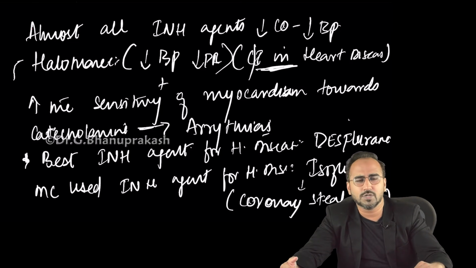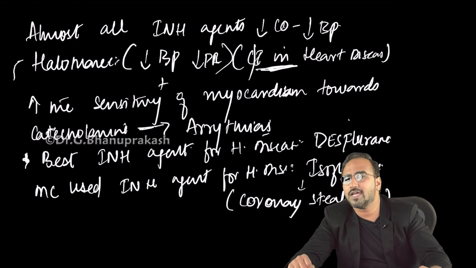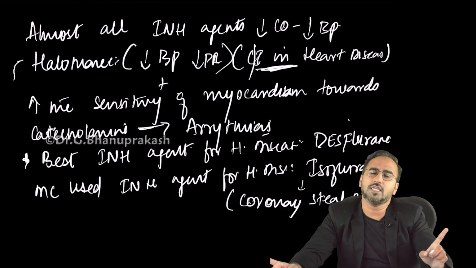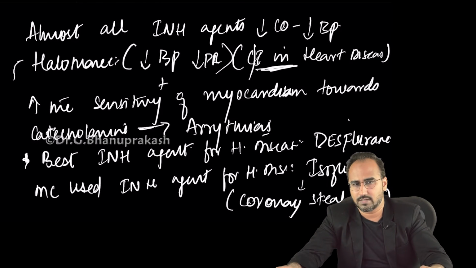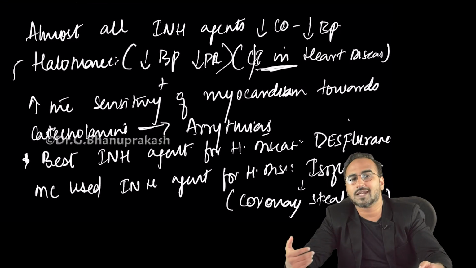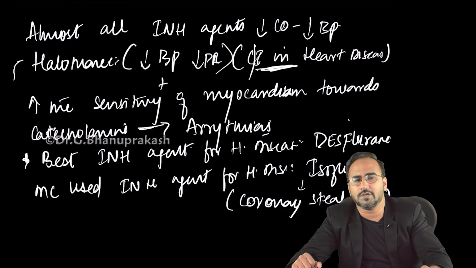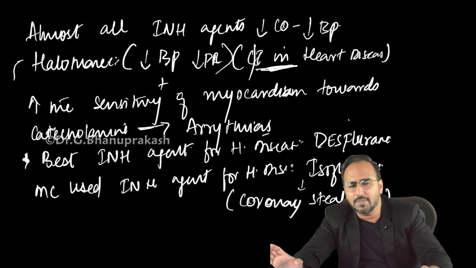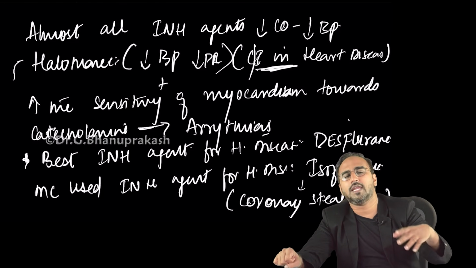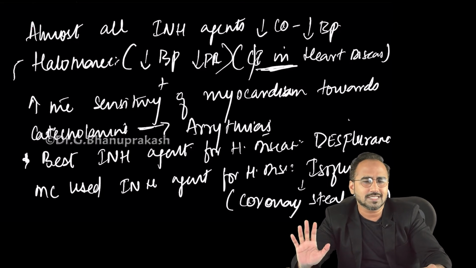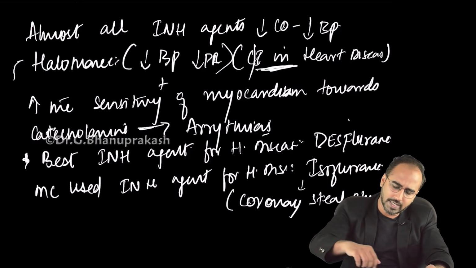You know guys, you know what? Who was Robin Hood? Robin Hood was the guy who used to steal the money from the rich and give it to the poor. Right? Isoflurane is a reverse Robin Hood of the cardiovascular system. What does this reverse Robin Hood mean? When you give isoflurane to the patient, it will steal the blood from the poor coronary and give the blood to the already rich coronary. Okay? So that is called coronary steal phenomena.